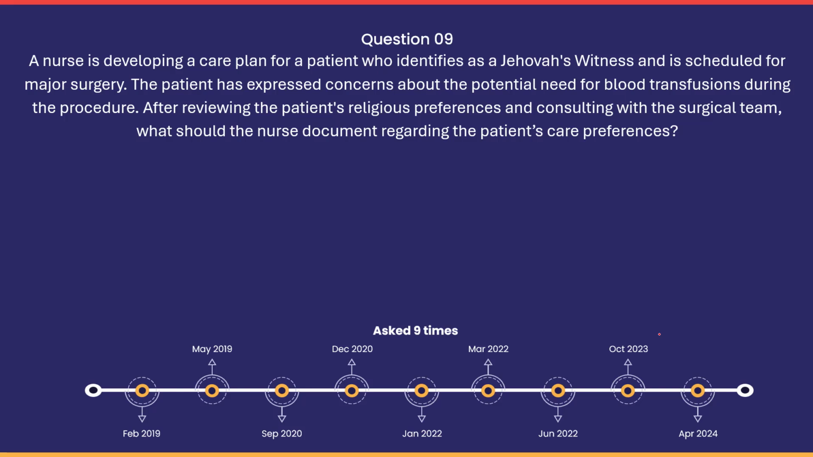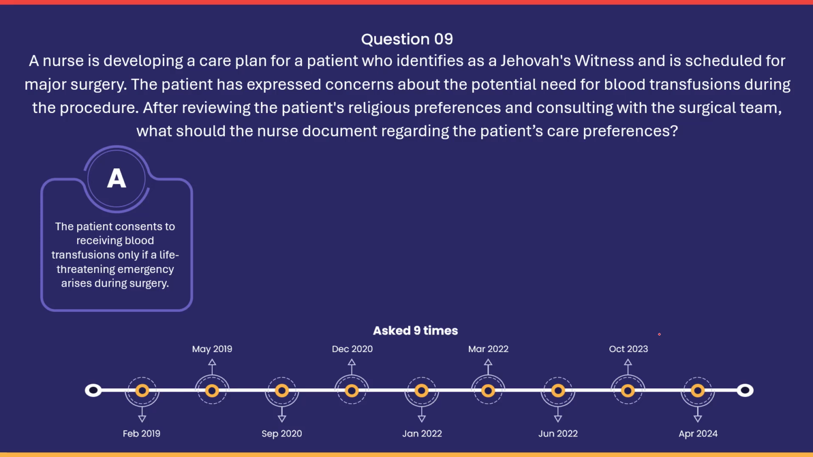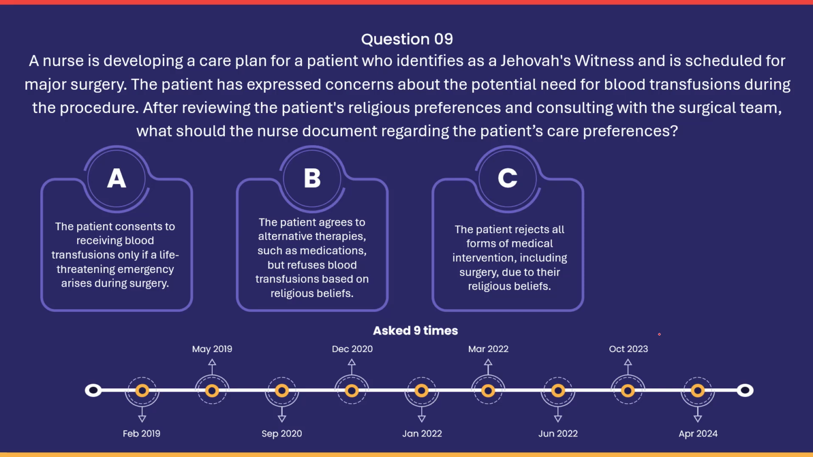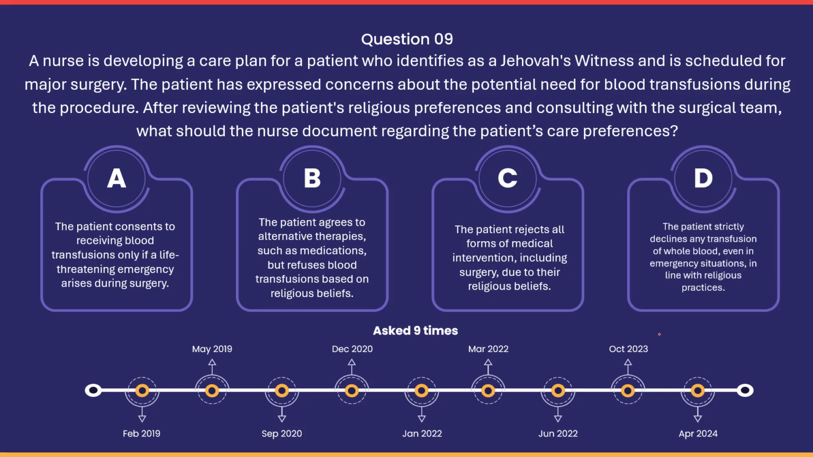A. The patient consents to receiving blood transfusions only if a life-threatening emergency arises during surgery. B. The patient agrees to alternative therapies, such as medications, but refuses blood transfusions based on religious beliefs. C. The patient rejects all forms of medical intervention, including surgery, due to their religious beliefs. D. The patient strictly declines any transfusion of whole blood, even in emergency situations, in line with religious practices.